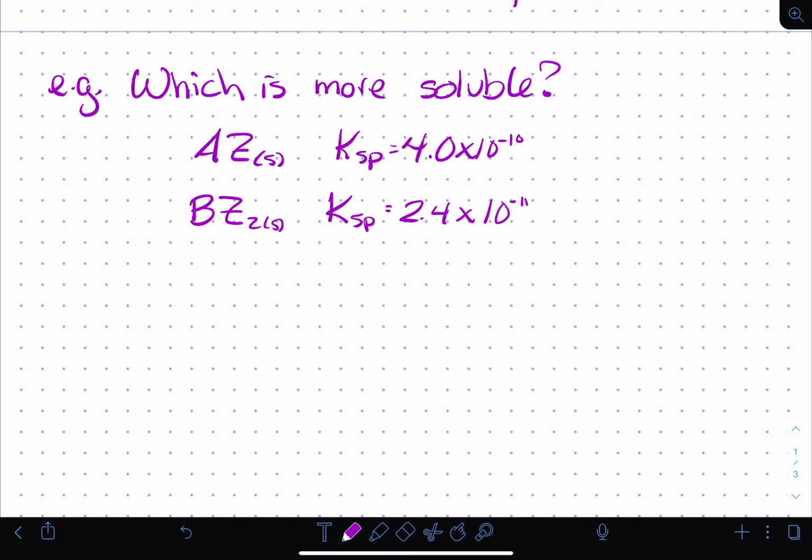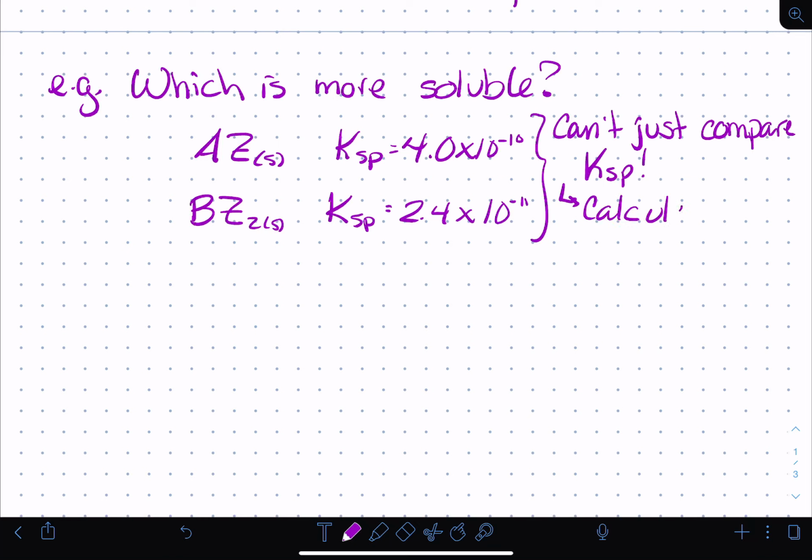Looking at these two, the KSP for AZ is larger than that of BZ2. So the easy trap that most people fall into is, oh, KSP is bigger, it must be more soluble, right? But not necessarily. So we're going to go through and actually calculate the solubility, calculate the concentration of a saturated solution for both of these substances. Remember that we can't just compare KSPs. We need to actually calculate the solubility, which is going to be X in our ice table.